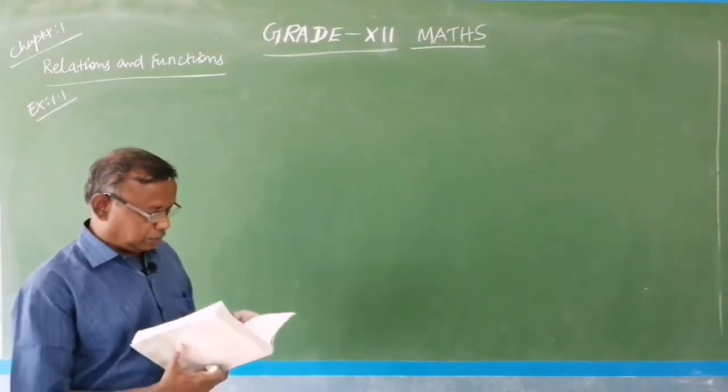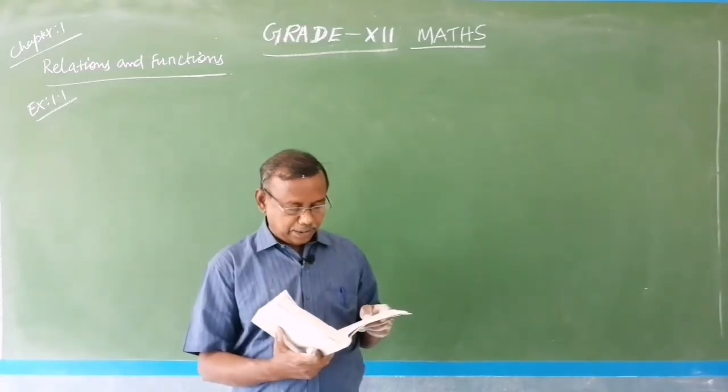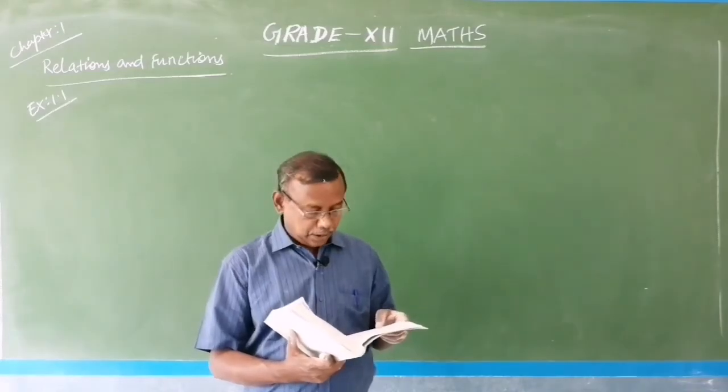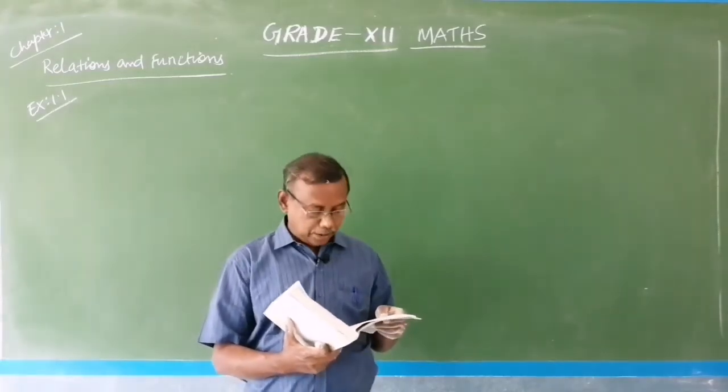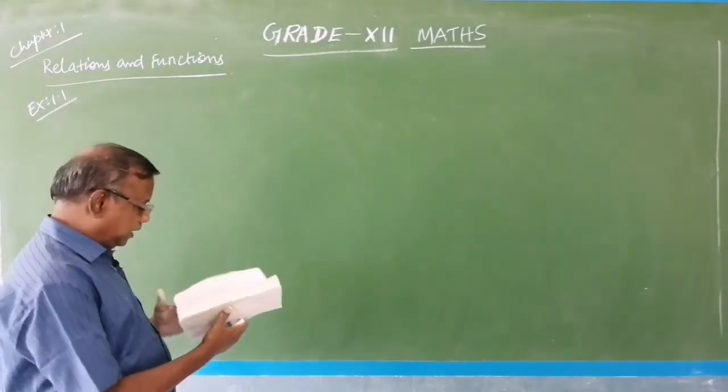Next, question number 10. Give an example of a relation which is symmetric but neither reflexive nor transitive. For these 5 subdivisions, I give you as a homework. Question number 10 is your homework. And from the problems, for 11, I will give you an idea.